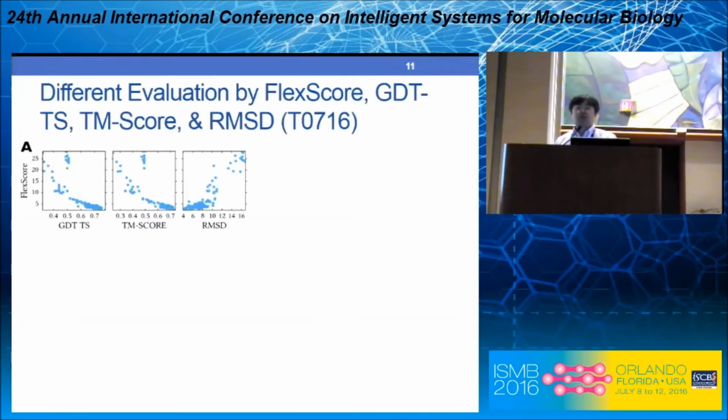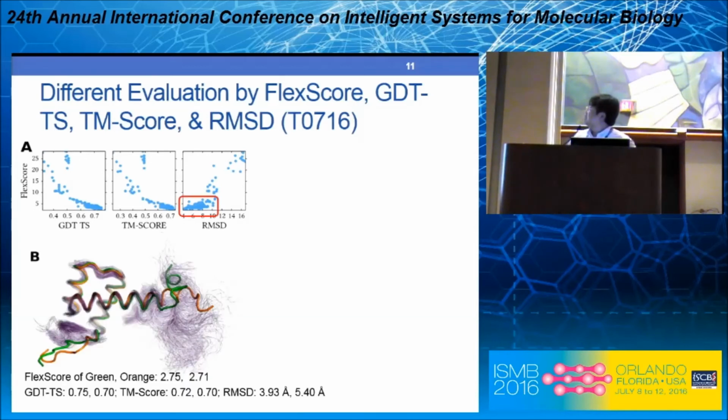Now I show you a little bit more examples. So this is another target, and I computed the FlexScore, GDTS, TM score, and RMSD of about 200 models. You see that overall it has some reasonable correlation, but you see some differences here. For example, this region. These are models which have a variety of RMSD values, but the FlexScore is kind of stable. And these are examples of two models like this.